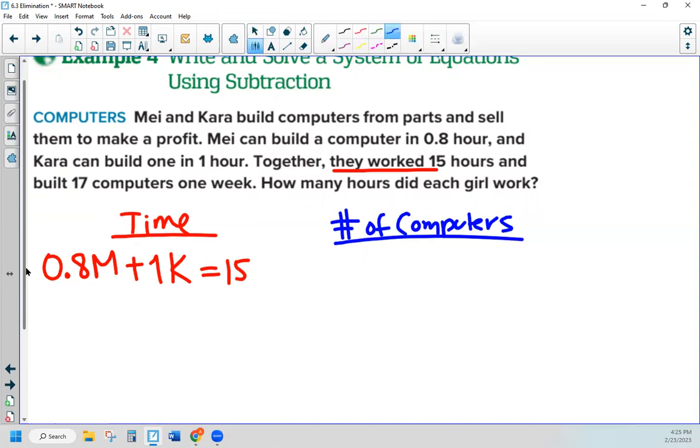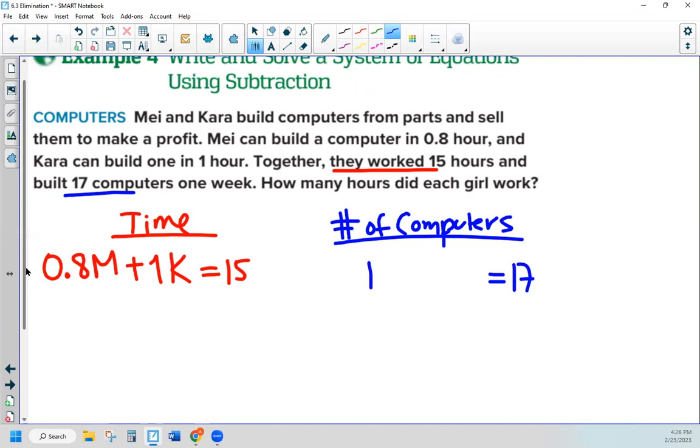Now the blue one has to do with the number of computers. When we keep reading, it says they built 17 computers. Together, that's 17. But how do we find the left side of this? Even though it's super simple, it's very hidden. The numbers are actually not given to you. Do we know how many computers May built? Nope. Do we know how many computers Kara built? Nope. Because for us to know that, we would need to know the amount of hours they worked.